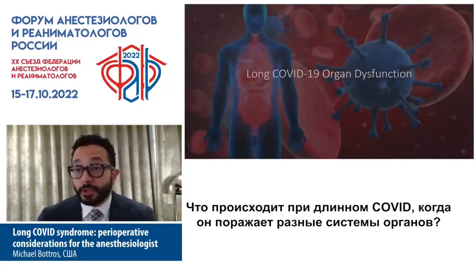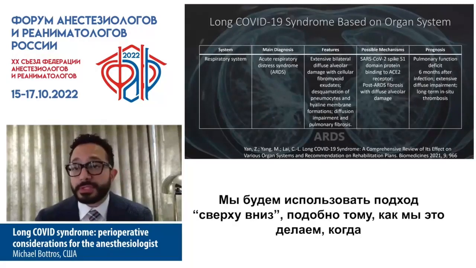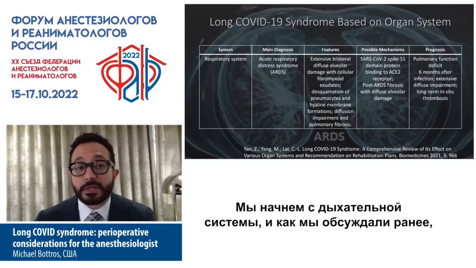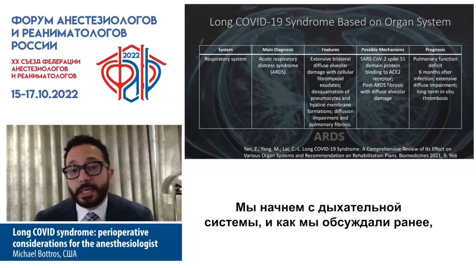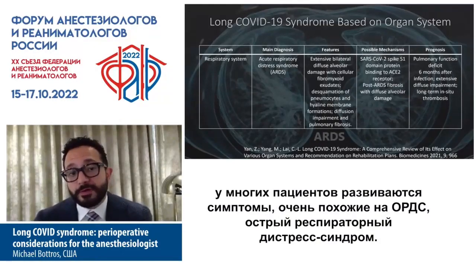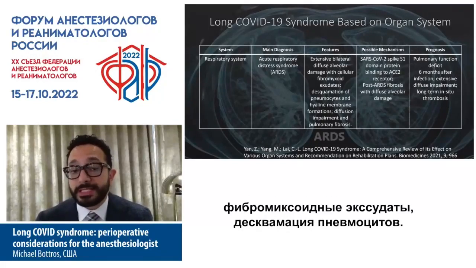What happens in long COVID as it affects different organ systems? Well, we're going to approach this from a top-down approach, similar to how we do when we round on patients in the ICU. We're going to start with the respiratory system, and we notice that, as we discussed earlier, many patients develop symptoms very similar to ARDS, acute respiratory distress syndrome. We see this because there are a number of bilateral diffuse alveolar damage, there's fibromyxoid exudates, desquamation of pneumocytes.